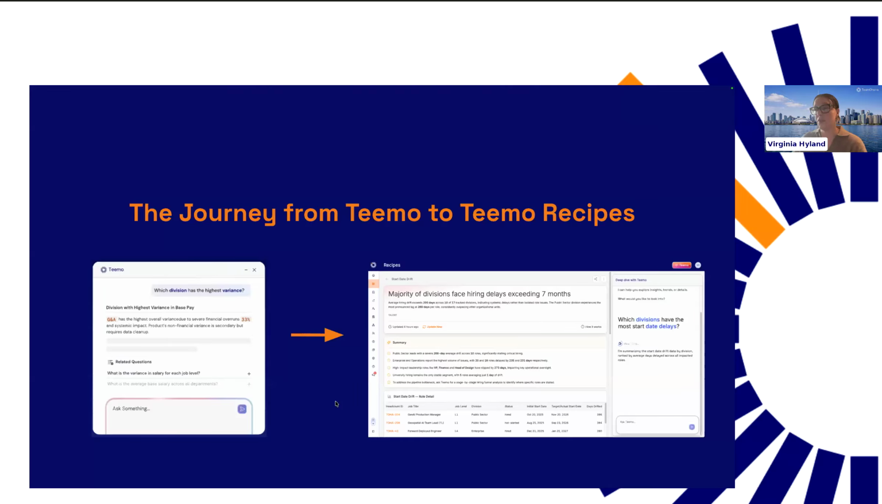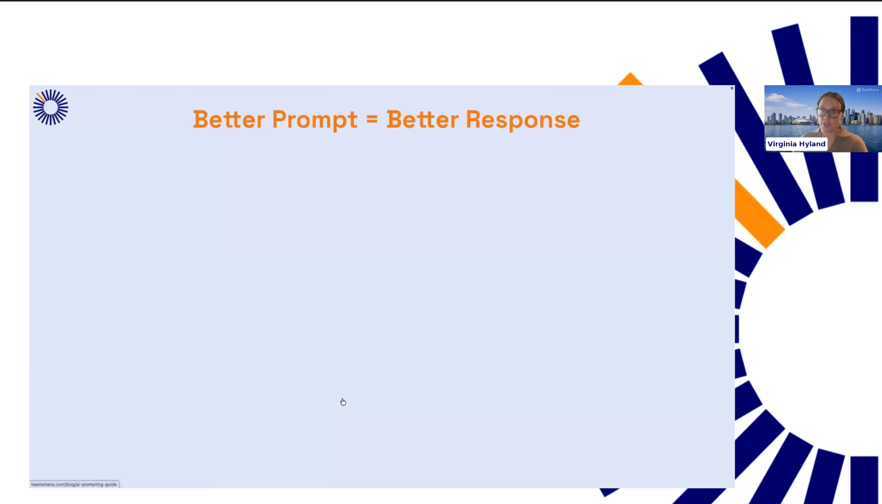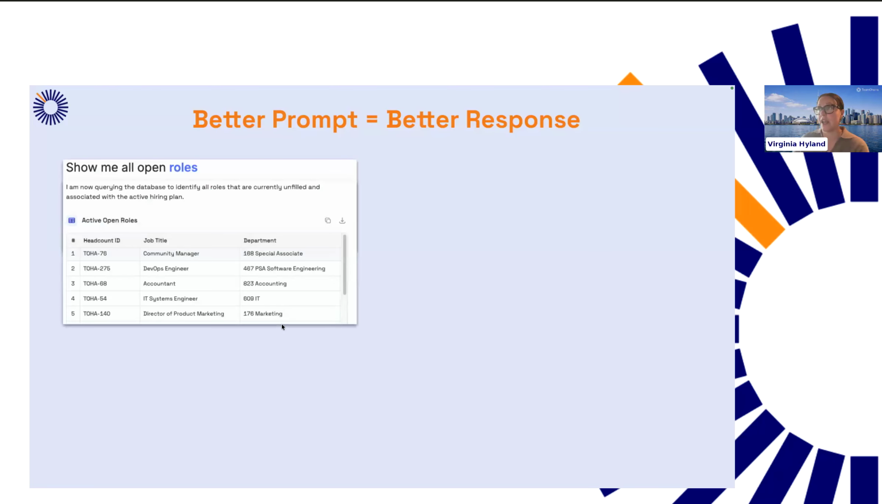And then a few things we learned about the types of questions that people were asking. We're all learning, I think by now we all understand that generally a better prompt means you're getting a better response. So we're all learning how to become better prompters in our day-to-day life. A simple example I have here is maybe I just want to understand what divisions have the most open roles. So I might start by asking the chat, show me all open roles. And here I get a list broken down by head of the open roles, and I can see the department. Okay, that kind of answers my question.